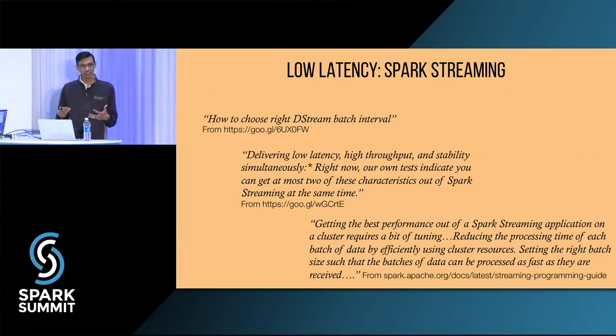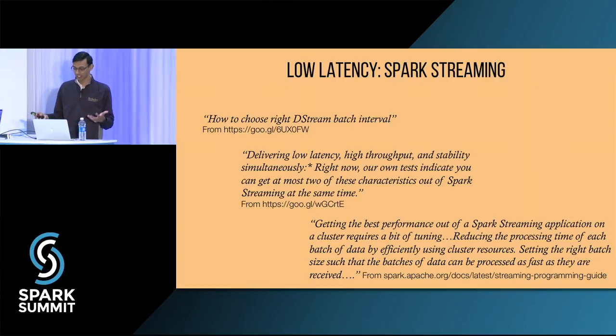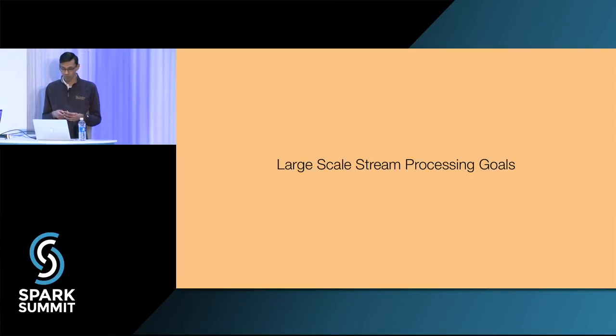Now, given that there's so much concern over low latency, one of the objectives of this research project that we did at Berkeley was to study where the latency goes when we are doing some of these large-scale stream processing jobs, and see what are some of the techniques we can develop in order to lower the latency of these jobs. So to get to that, let's take a step back first and look at what are some of the goals that we have when we're doing large-scale stream processing.